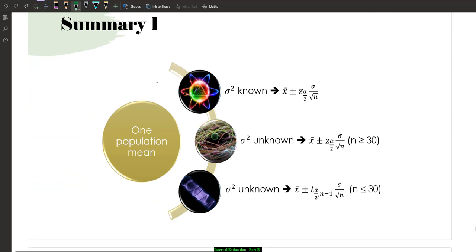So let's look at the summary of interval estimation, right? From the last lecture, we already looked at one population mean. So to estimate the single population mean, when the population variance is known, we will use this formula: x bar plus minus z alpha divided by 2 sigma over square root of n. This is when the population variance is known.